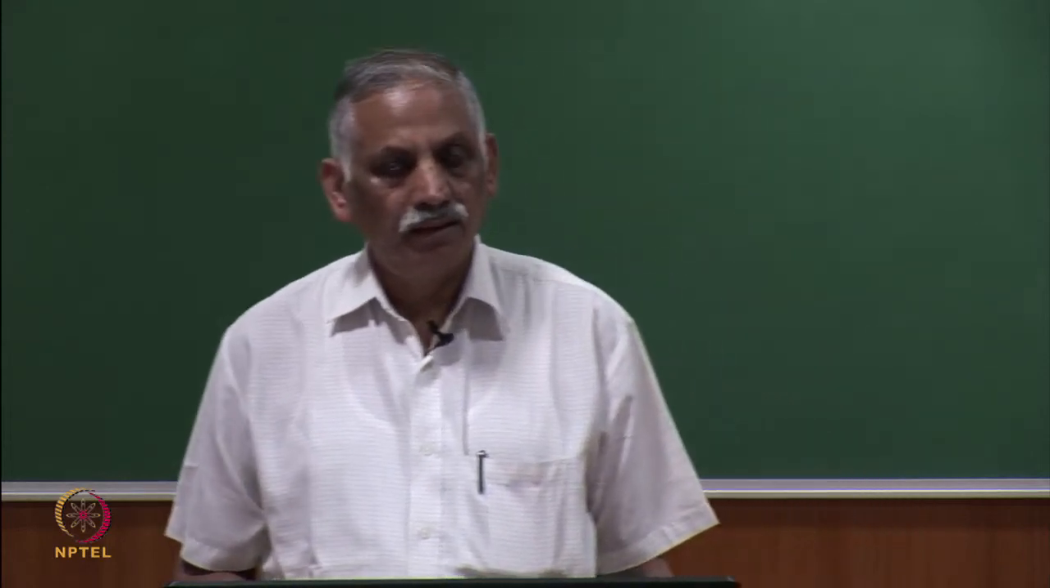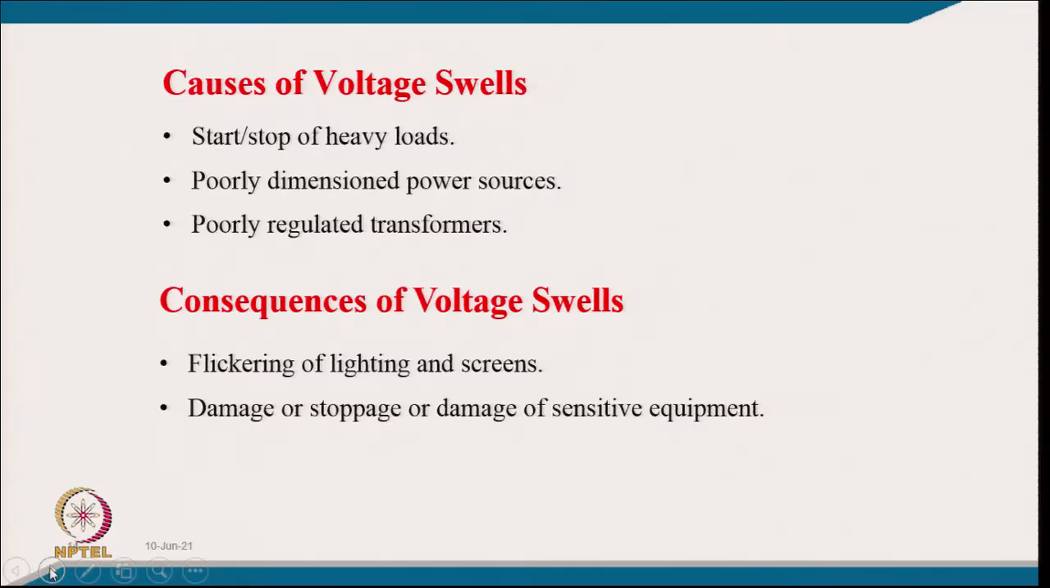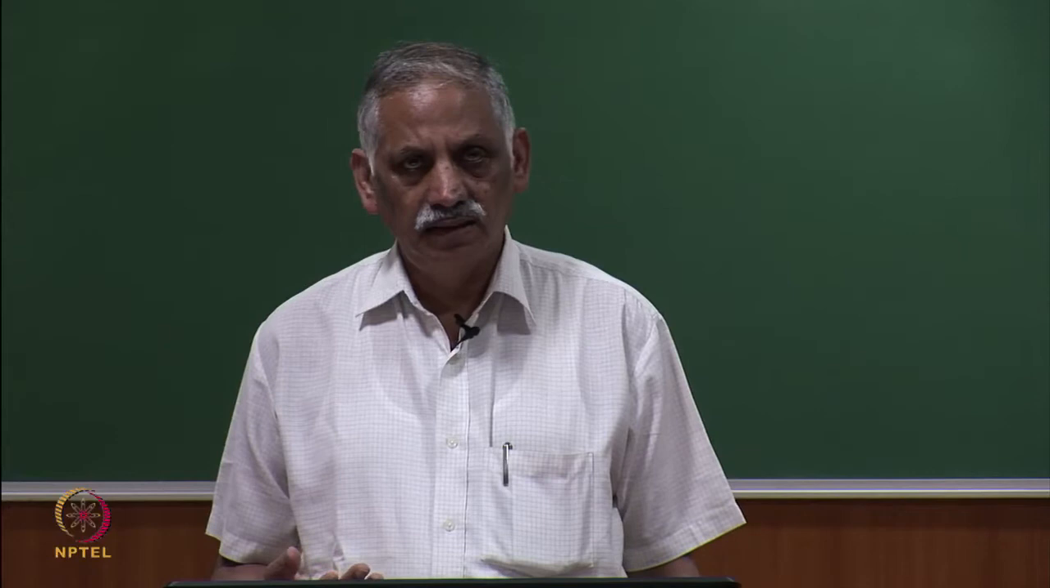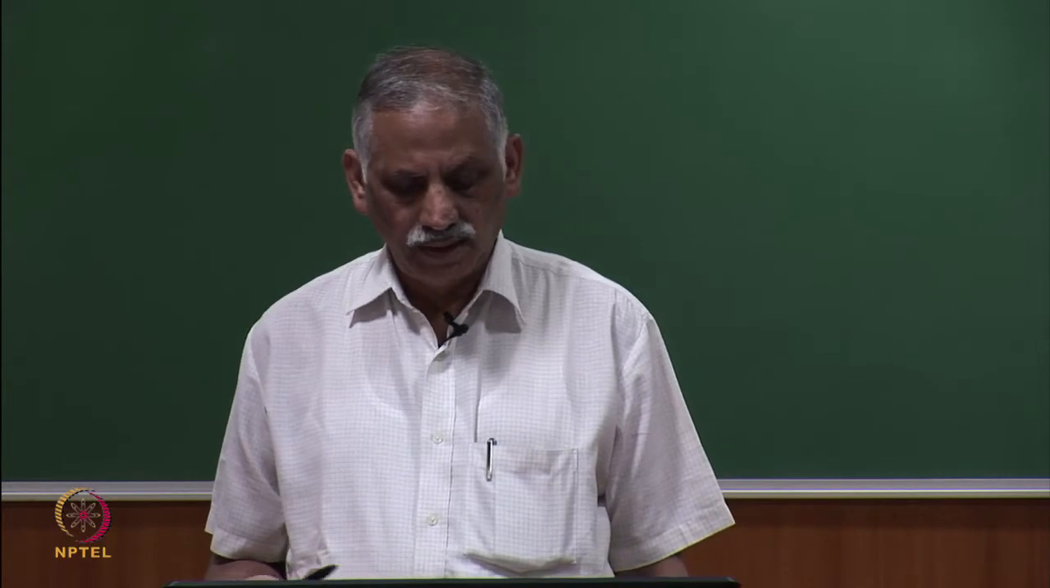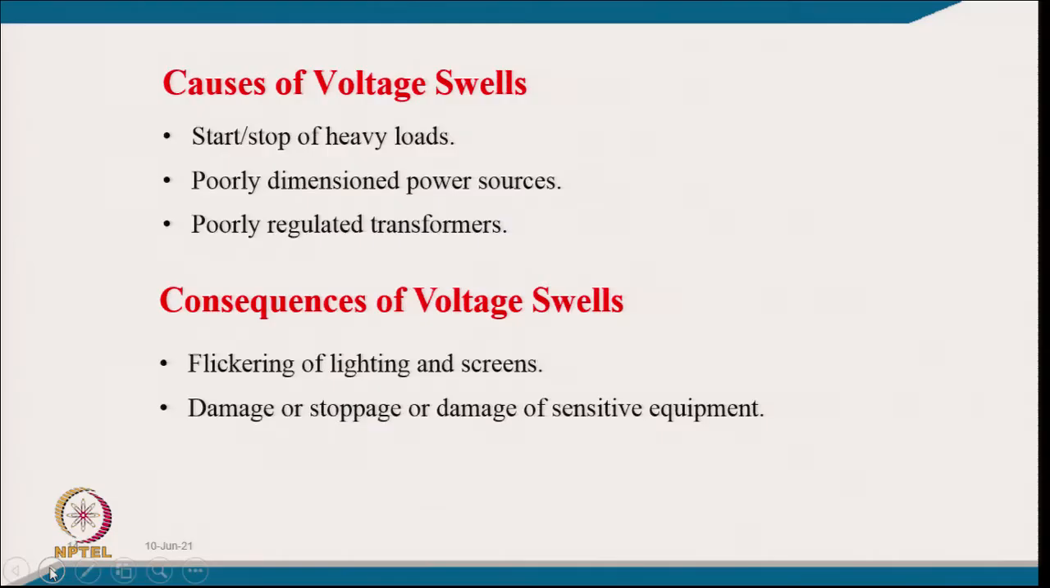Well, why is it there? What are the causes of voltage swells? Just like the start and stop of heavy load. You start a heavy load and suddenly stop the heavy load, so certainly voltage will try to go up. Or poor dimensioned power sources or poorly regulated transformers. Those are the real causes, or typically the switching of capacitor banks, or even in many cases energizing such kinds of equipment. The consequence of this voltage swell is the flickering of lighting and screens, and sometimes the stoppage or damage of sensitive equipment.